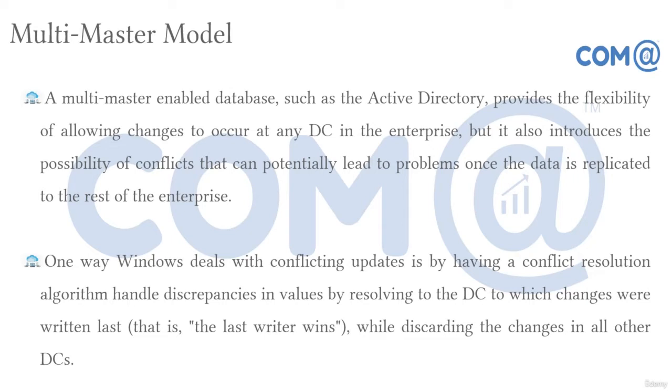One way Windows deals with conflicting updates is by having a conflict resolution algorithm, which handles the discrepancies in values by resolving to the domain controller to which the changes were written last. Basically, the last writer wins whenever a replication happens, so wherever the changes were made last takes the upper hand, while discarding the changes in all other domain controllers.